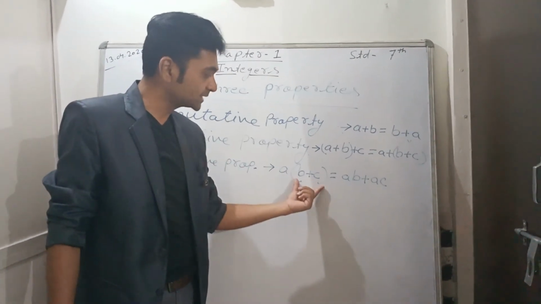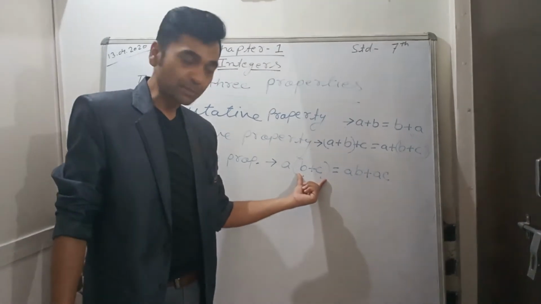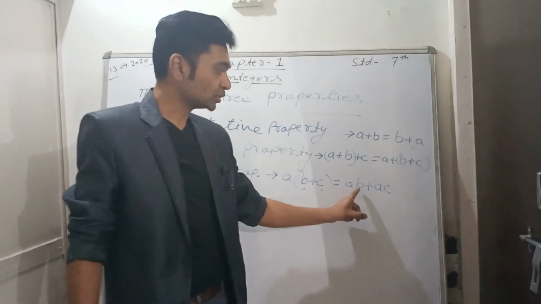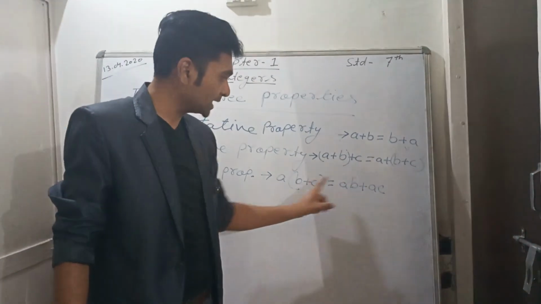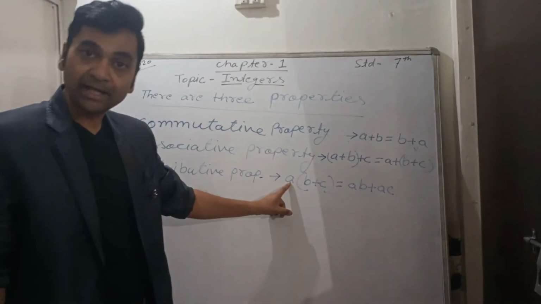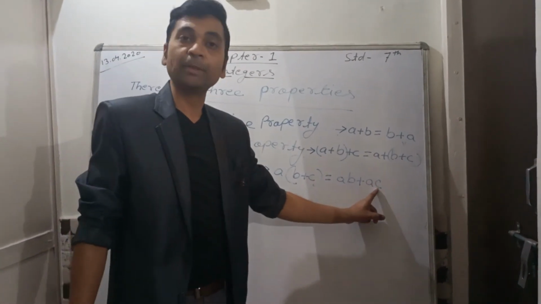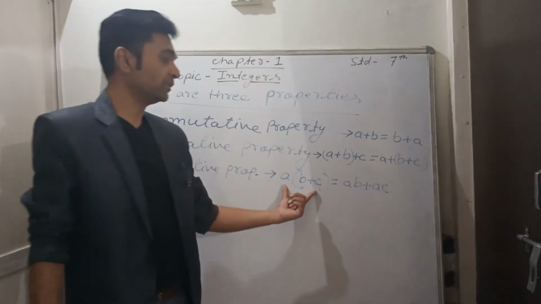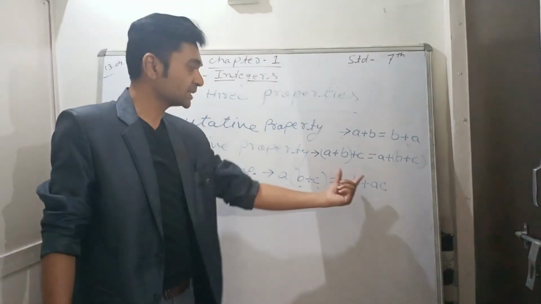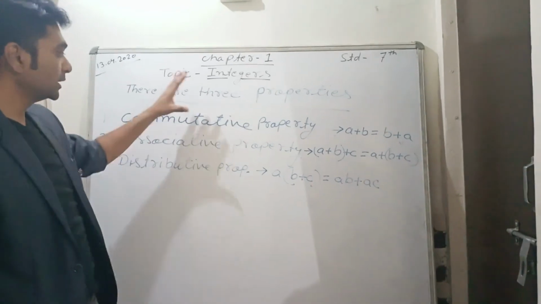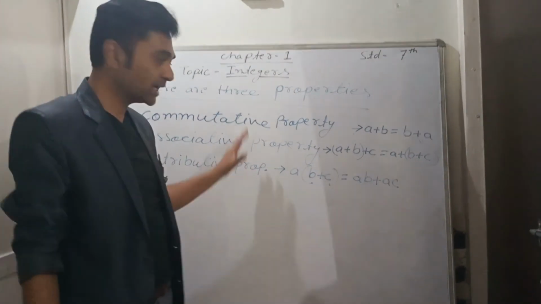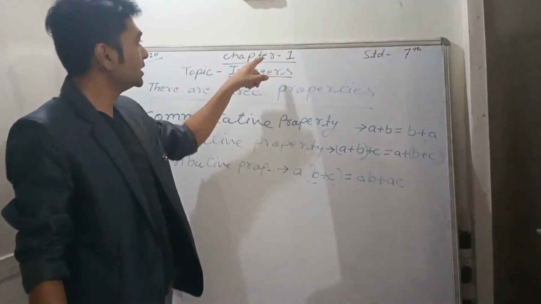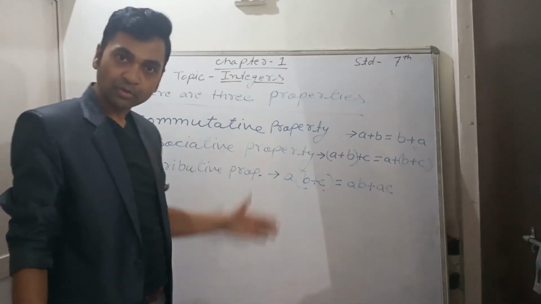So how would you break this bracket? You will break this bracket by multiplying a by b, so the result would be ab. Now plus, you will multiply a by c, so the result would be ac. Hence by this method we will open this bracket. So this is our distributive law. There are only 3 kinds of property that we have to use in this chapter number 1, integers. Okay? Thank you.